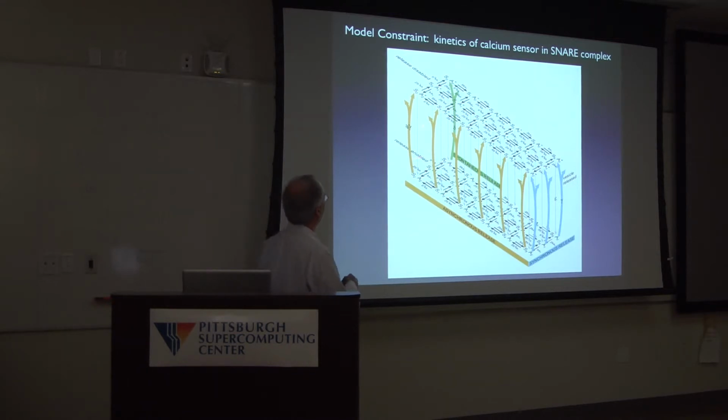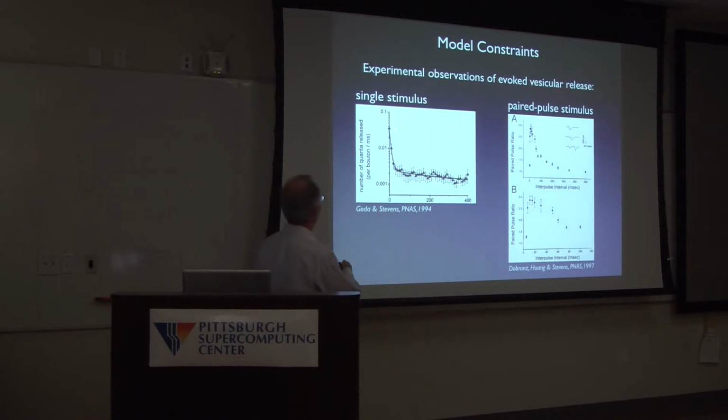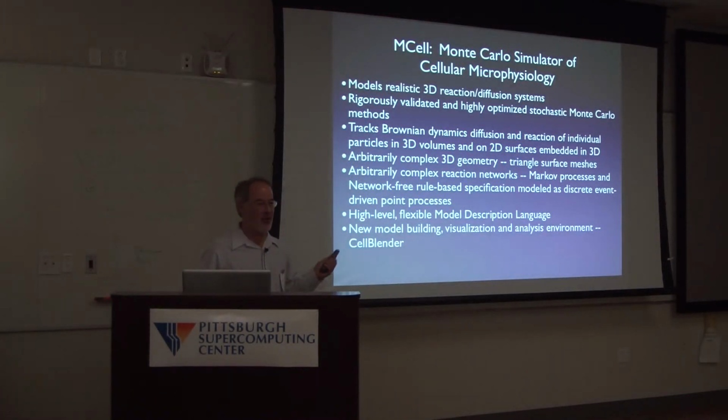And then we can also put in the kinetics of the calcium sensor in the presynaptic terminal, the SNARE complex. And some of the kinetics of this have been illuminated or brought forth from experiments done on the calyx of Held in the auditory system. And then we adapted this kinetic model, and made adjustments to the kinetic parameters so that we could replicate the shape of this curve. And then, of course, we simulated this with MCell.